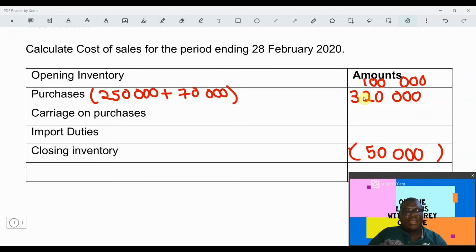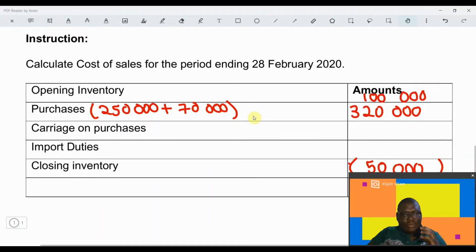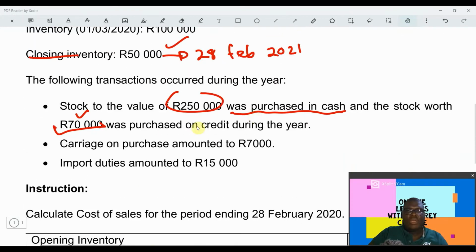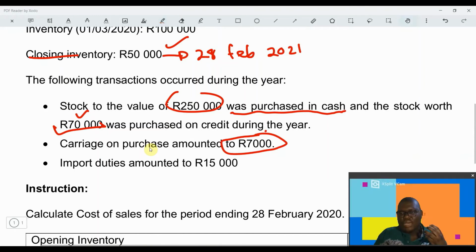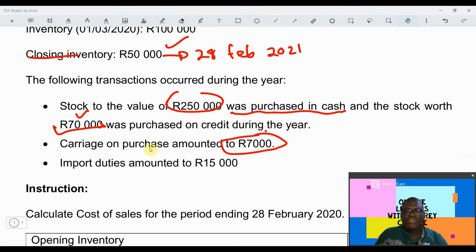And then from there we're going to go to our information and check what it is that we are also given. On the information, we are told that carriage on purchases amounts to 7,000. This means that this is what you were charged for transport, for them to transport those products that you've bought to your store. So it means carriage on purchases will increase our cost of sales expense. So we are supposed to add it to what we have.